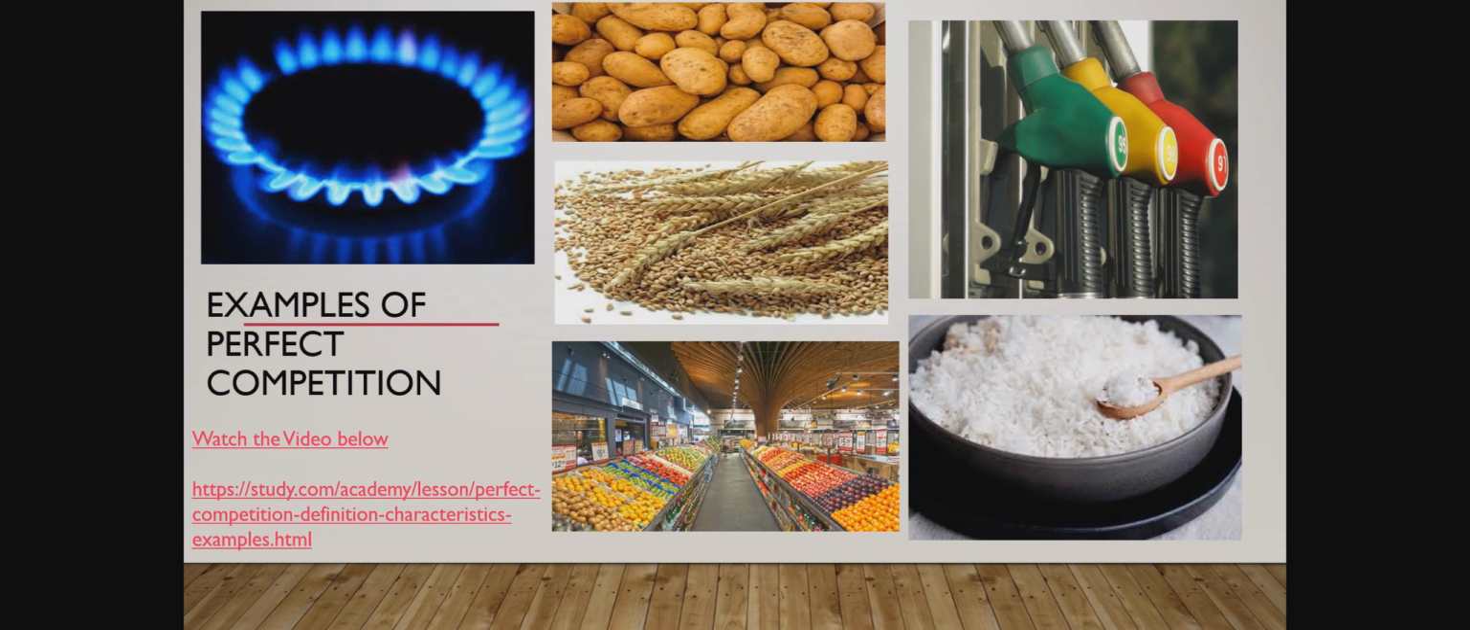So here are some examples of perfect competition. Gas, it doesn't matter who you get it from, it's all the exact same. Potatoes, same deal. Wheat, same deal. Petrol at the bowser, same deal. Fruits and vegetables in the market, same deal. Rice, same deal. Alright, we don't care much about where it comes from. It's just purely the price that determines whether or not we buy these sort of products. Well, that's the theory anyway, perfect competition.